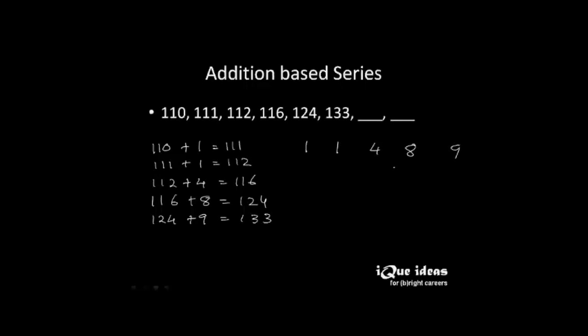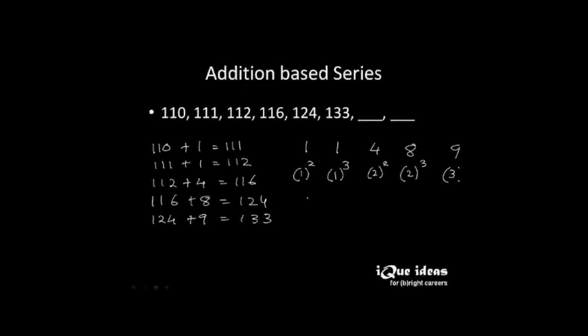Now, if you take a look at the numbers being added, 1, 1, 4, 8 and 9, what is the first thing which comes to my mind? Yes, 1 is also 1 square, and similarly it is also the cube of 1. 4 is the square of 2, and 8 is the cube of 2. 9 is the square of 3.